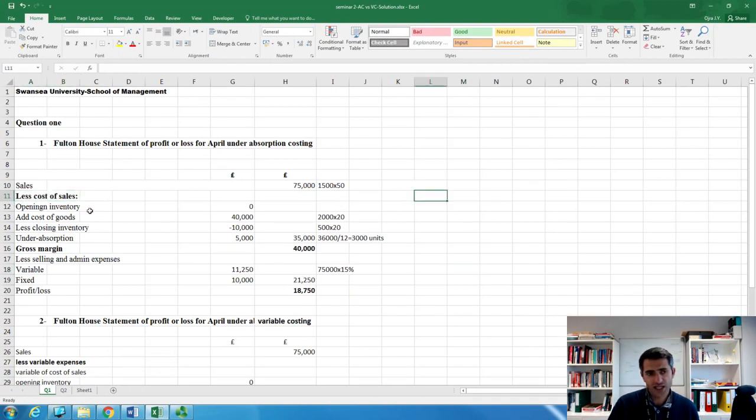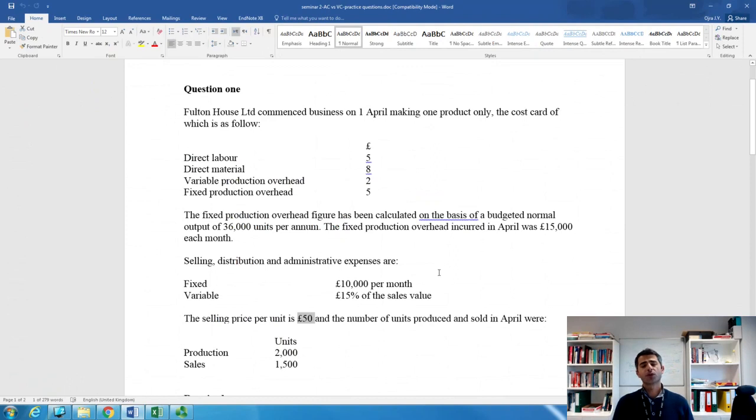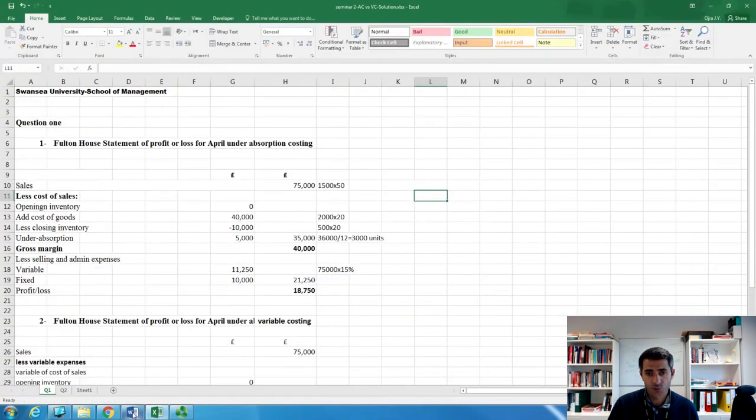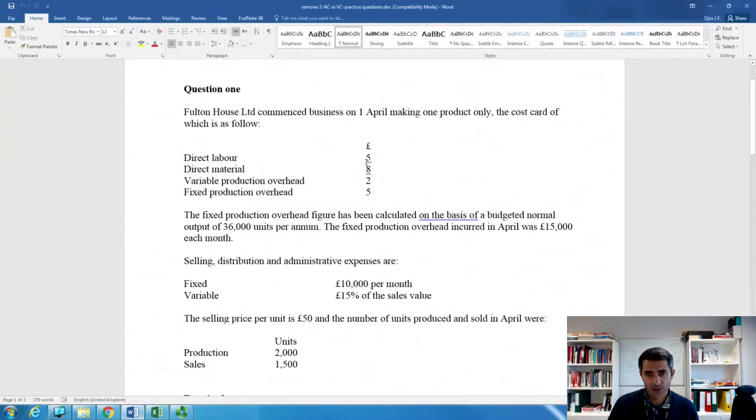Now for cost of sales, you start with opening inventory here, which is 0, and you need to add the cost of goods manufactured. For cost of goods manufactured, first of all, before you prepare the statements, you need to calculate the product cost per unit for the two methods. So if you add up under absorption costing labor, material, variable production overhead, fixed production overhead, this is the total product cost per unit using absorption costing, which is £20 per unit.